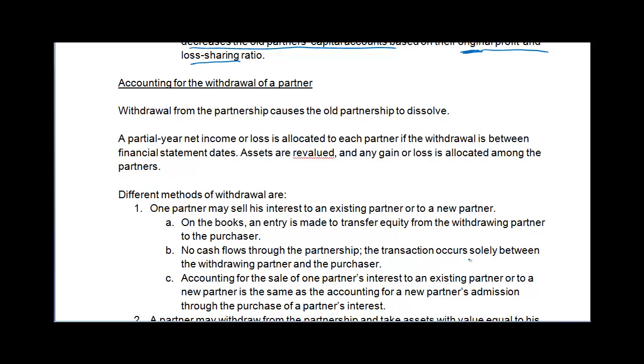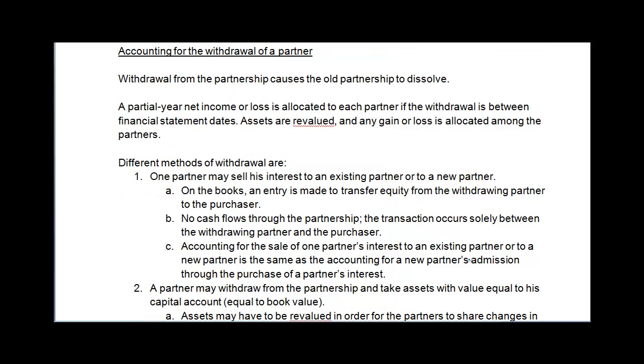Similarly, the withdrawal of a partner, as we said, causes the old partnership to dissolve, and we have to account for the net income that has been earned in the year up until the point where the partner decides to leave, because they are entitled to a share of that up until that point in time. So we will do a partial year calculation on how much net income or loss has been made and allocate that out to each partner, right?